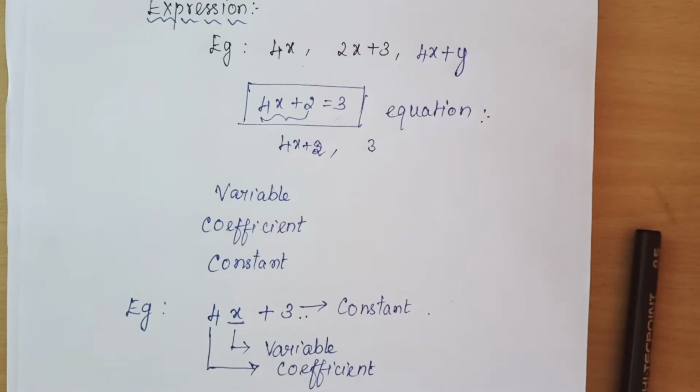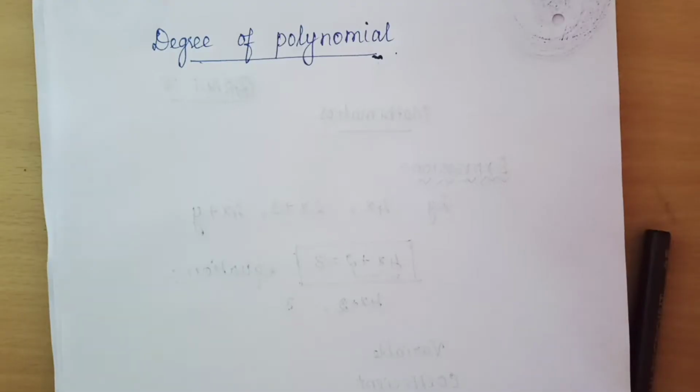Under polynomials you have learned the three types: monomial, binomial, trinomial. Monomial means only one term, binomial means two terms, and trinomial means three terms. Clear? The next topic is the degree of a polynomial. What do you mean by degree? Degree is nothing but the power. In this section, degree is considered as a power only.